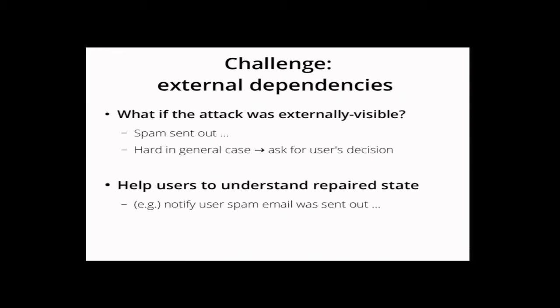However, there's one more challenge that I didn't talk about so far, which is the external dependency. What happens if the attack was externally visible? What if we send out spam or fire a missile? It's really hard to solve in general, but instead of addressing this problem further, we simply ask the user for a decision about the current situation. But fortunately, in some cases, we can actually help users understand the current repair state. For example, we can notify the user about the spam email that we just sent out, or we can notify some of the changes in our terminal output.